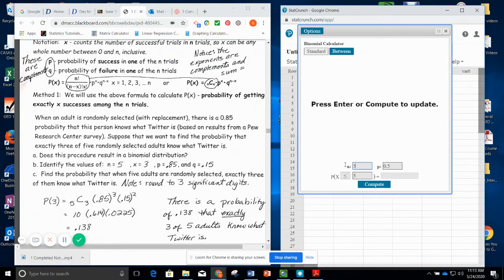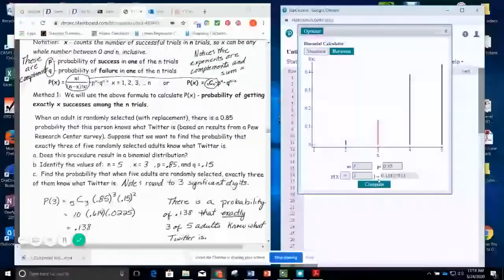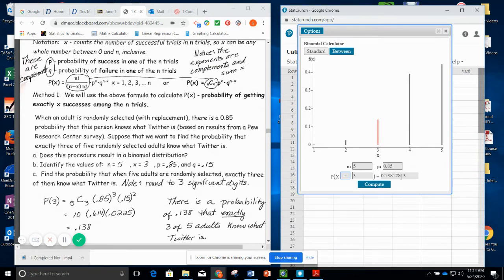We had n was 5. Our probability of success is 0.85. It's going to calculate the Q in the background; you don't have to worry about that. Down here, I'm looking for the probability of getting 3 successes, so I'm putting in that random variable 3. For my sign, my question was exactly 3, so I go down here and click the equal. It's going to provide our histogram here, and it tells us that the probability of getting exactly 3 adults comes out to be 0.138, rounded to 3 significant digits.